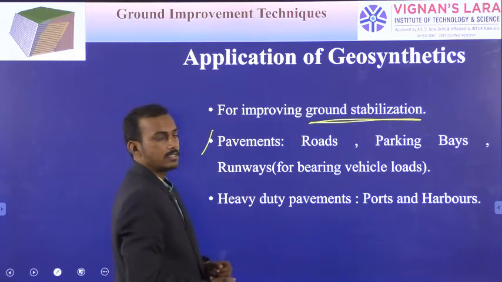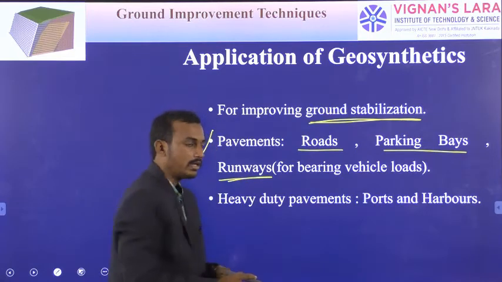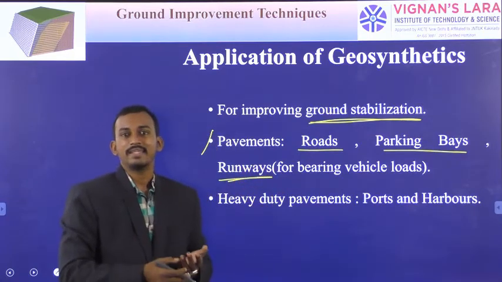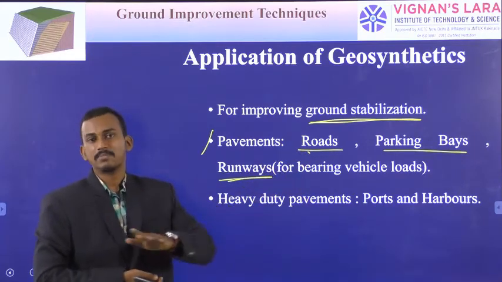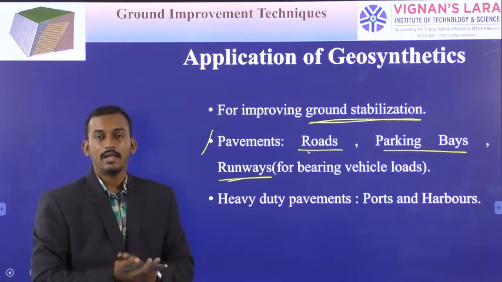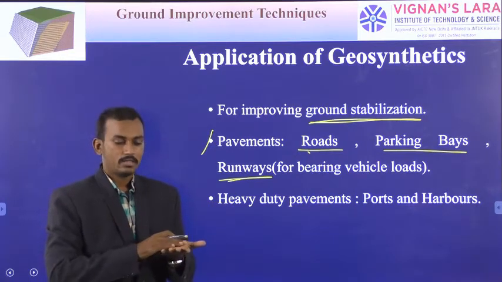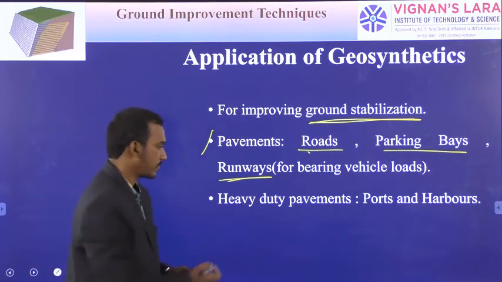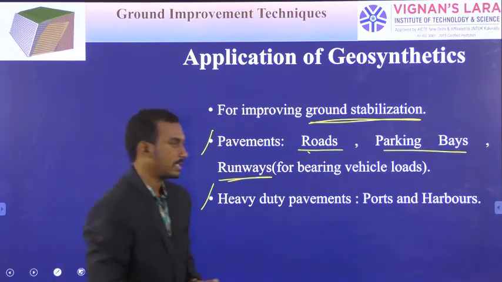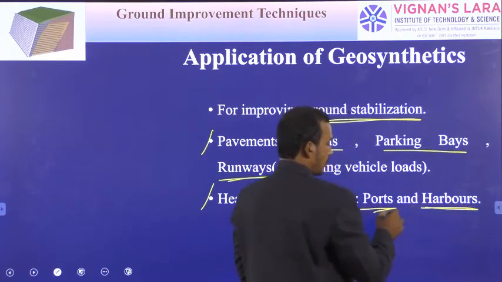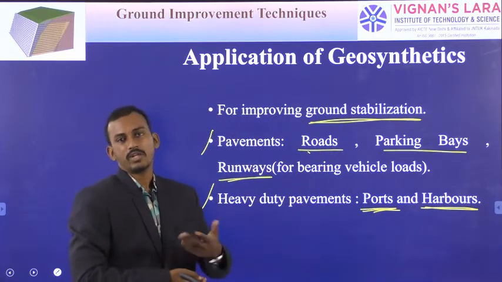Then pavements. Pavements means for roads, parking bays or for runways. Here pavements means we are not increasing the capacity of a road pavement, but here we are using the geosynthetics for separation purpose or for filtration purpose. Like that we use in a road network, but we are not going to improve the bearing capacity of a road. Okay. Then heavy duty pavements. Rather than the road pavements, there are some heavy duty pavements like ports and harbors. In that case also we are going to use this geosynthetics not to improve the strength but for other purposes.